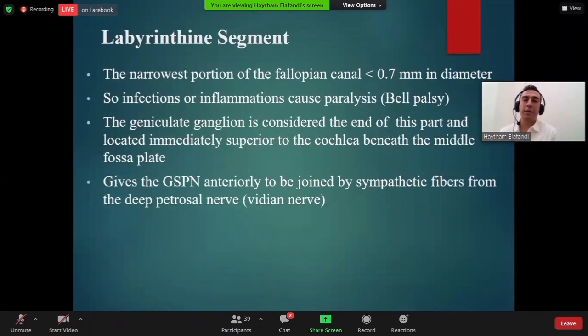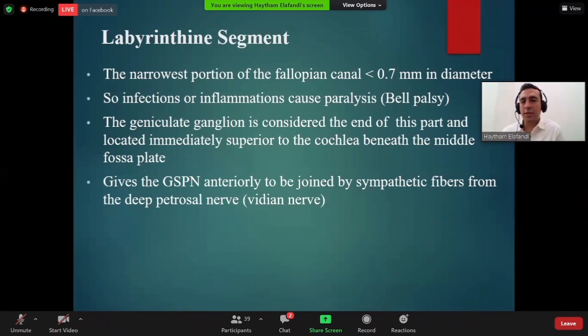Then we go to the labyrinthine segment. It is the narrowest portion of the fallopian canal. This segment is the narrowest portion of the fallopian canal, less than 0.7 millimeter. This is why they suspect that edema and inflammation cause paralysis in this area, especially Bell's palsy. The geniculate ganglion is the end of this part, located immediately superior to the cochlea, beneath the middle fossa plate.